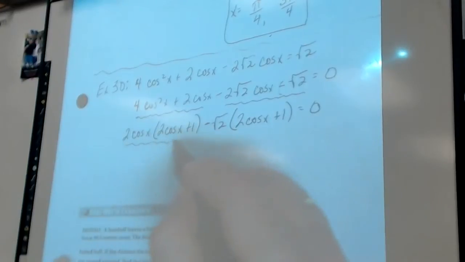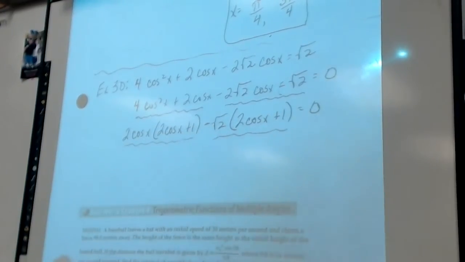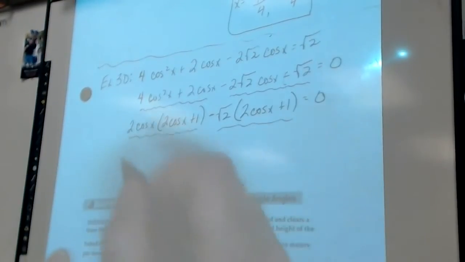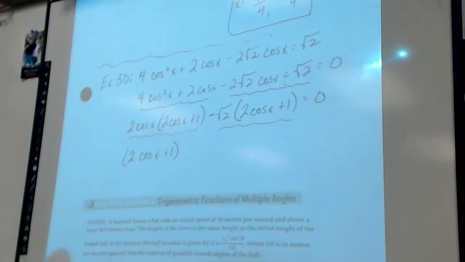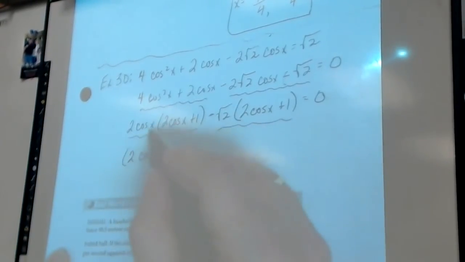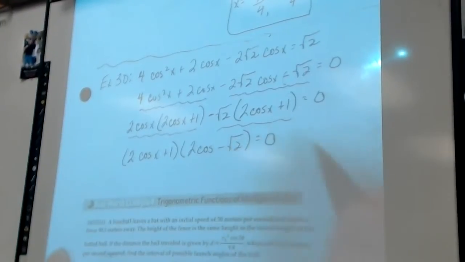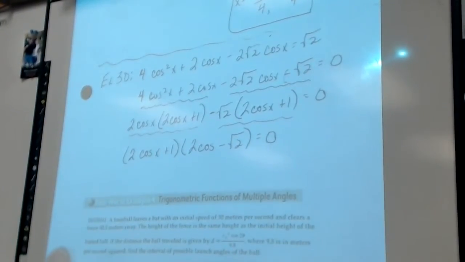Okay, now we have 2 factors. Now we're going to factor out another GCF again. So we have 2 cosine x plus 1 in common. So factor it out. And then what do we have left on this side? 2 cosine x, and over here minus the square root of 2. So your other factor is made from what's left over. Now we just set these equal to 0 and solve.